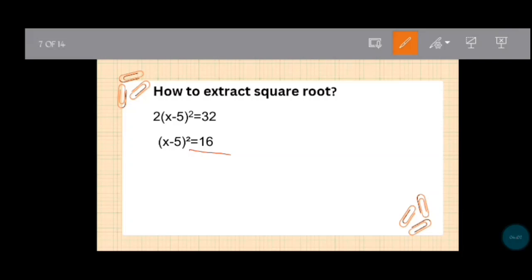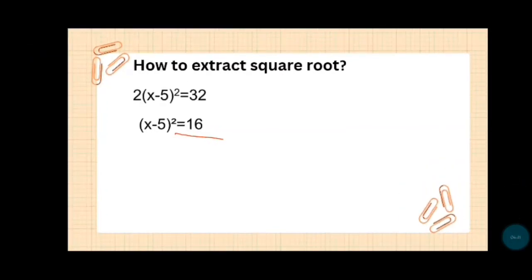Bakit naging 16? Kasi dinivide natin ito sa 2. 32 divided by 2 is 16. And we will get the square root of both sides. We now have the square root of the squared quantity x minus 5 equals the square root of 16. And we have x minus 5 equals positive or negative 4.